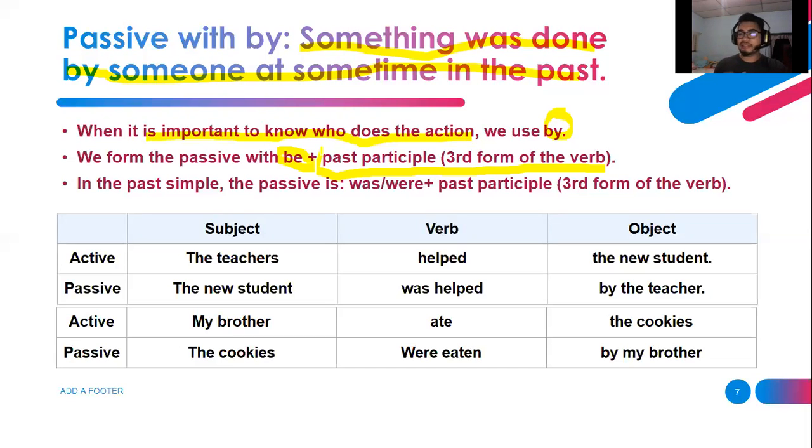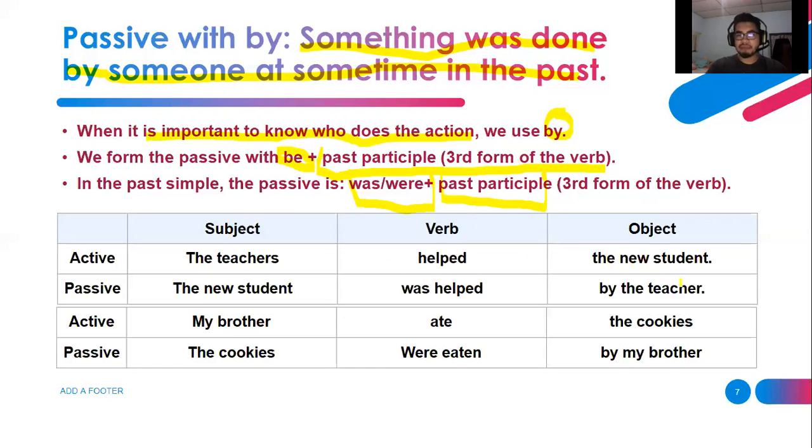Therefore, in some cases, you will find that the past participle is the same as the verb in the simple past form, okay? In the past simple, the passive uses was and were because this is the past form of the verb to be. Then you have the past participle and the complement. We will see some examples over here.